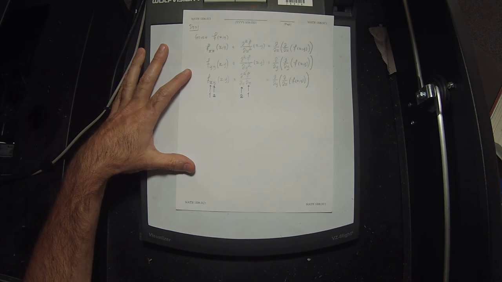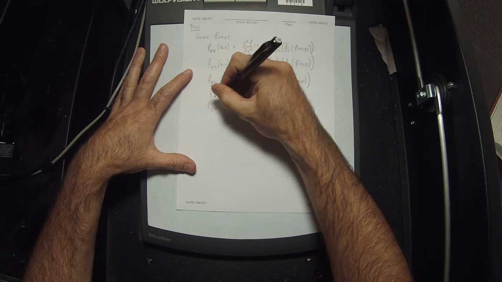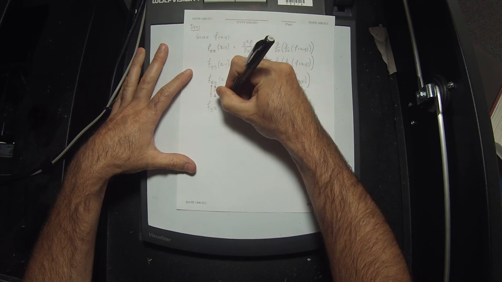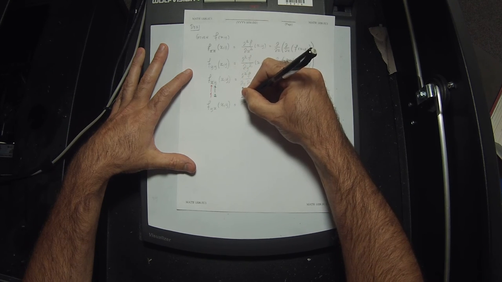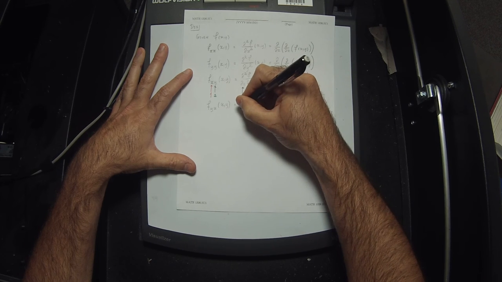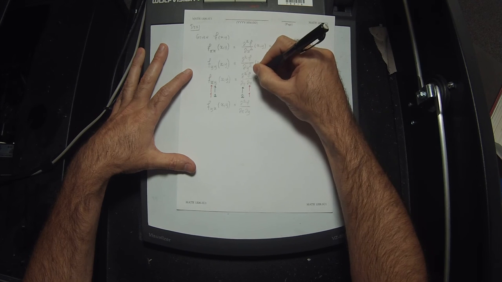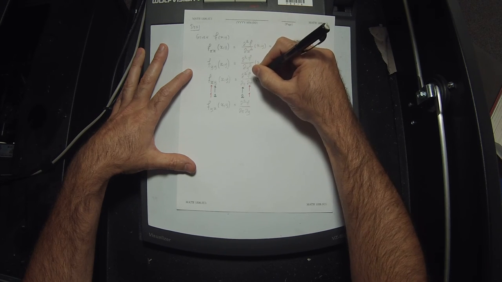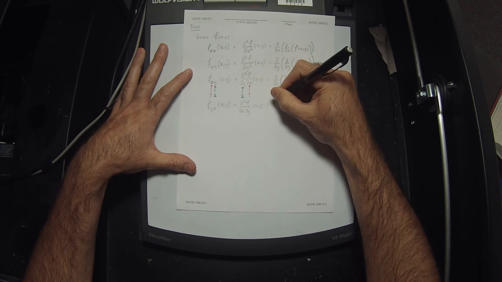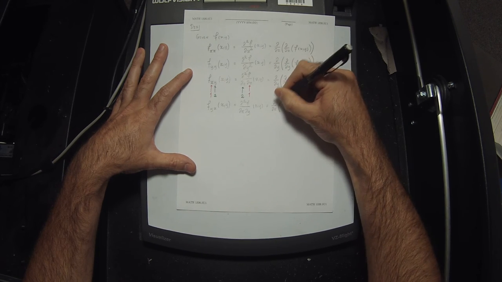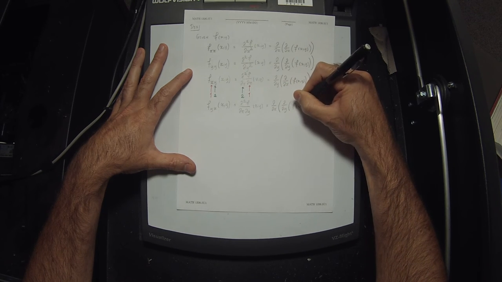So is there another one? Yes, there's fyx. And now I think you get the idea, so I'll just write the rest of it quickly. So partial squared and then partial x partial y evaluated at x and y. So that's partial with respect to x, partial with respect to y, of f of x and y.